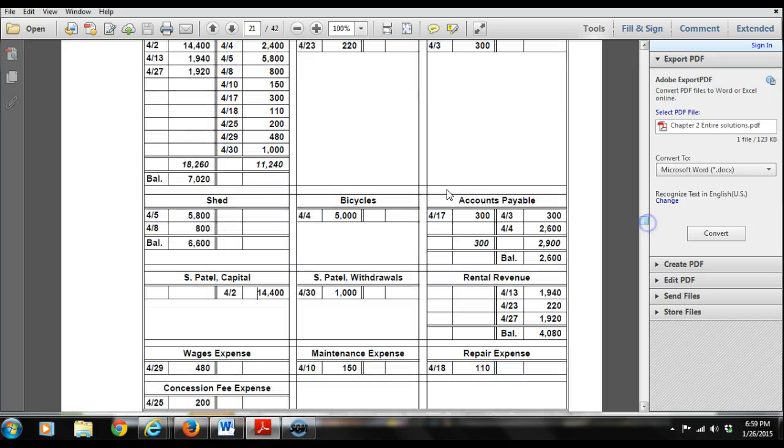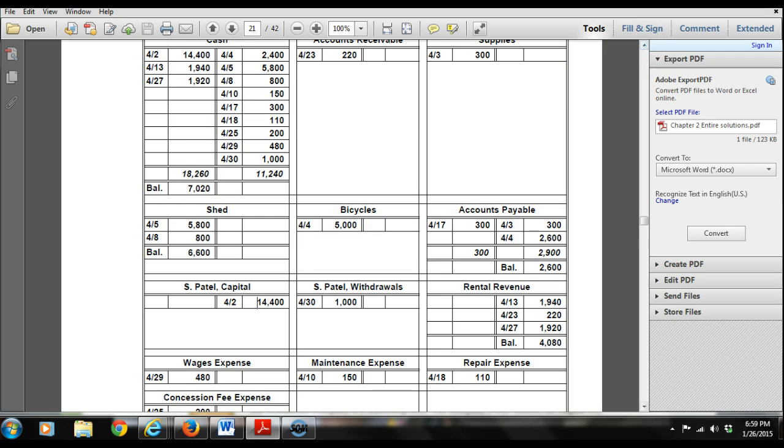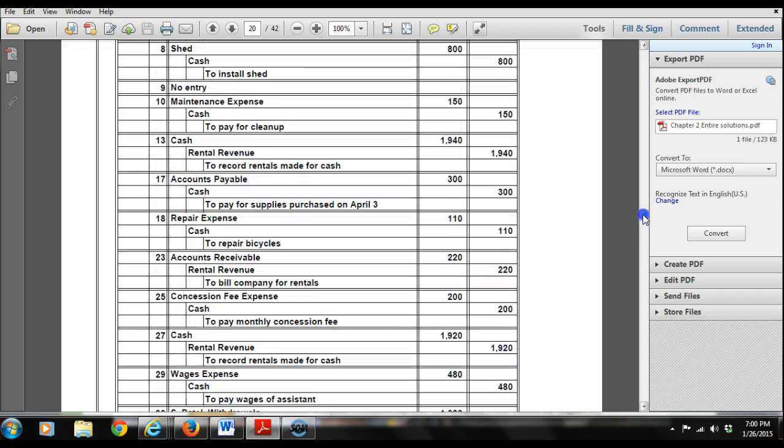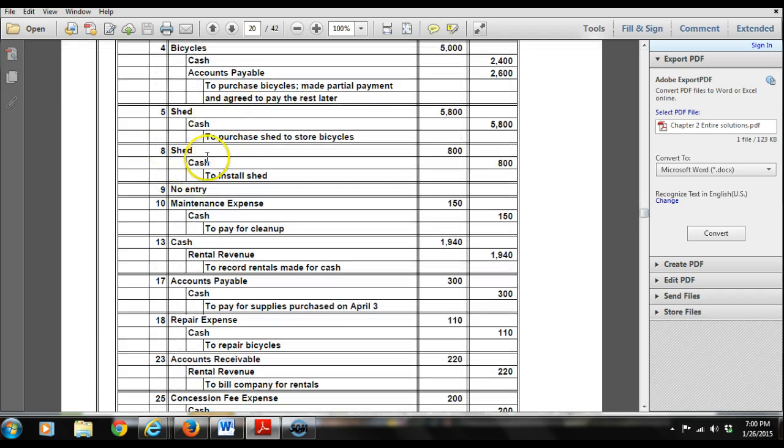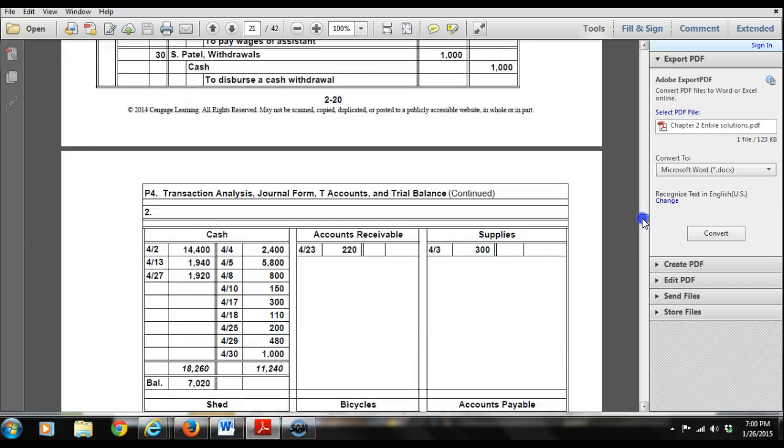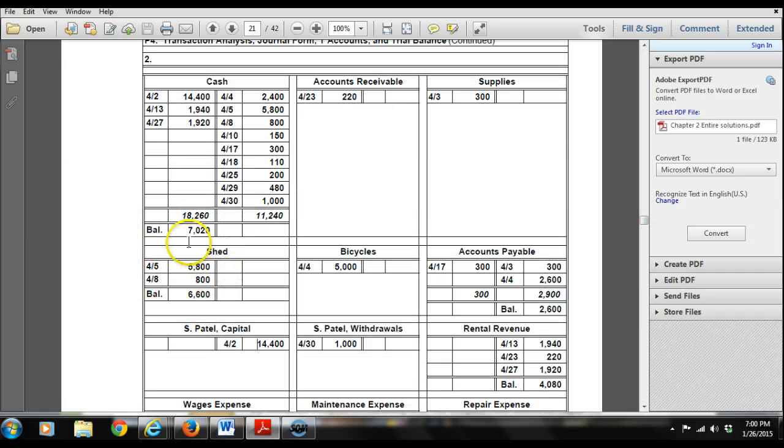So again, we'll go to bicycles, April 4th, $5,000 debit. April 4th for cash is a $2,400 credit. And we also have in the accounts payable T account on April 4th a $2,600 credit. We'll go back to the next entry and we show a debit to shed, a credit to cash on April 5th. We'll show our debit to the shed, $5,800, a credit to cash on April 5th, $5,800.